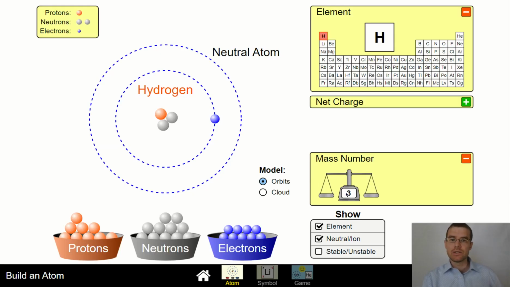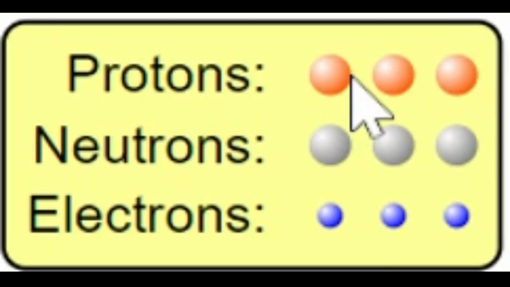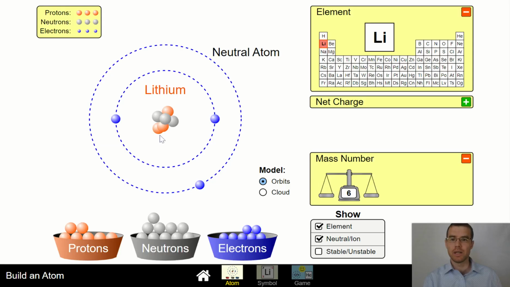When we refer to isotopes, we just use the mass number to refer to that specific isotope. So hydrogen 3 means that the hydrogen has a mass of 3, hydrogen 2 has a mass of 2, and hydrogen 1 has a mass of 1. Now I have lithium, and you can see that it's lithium because if you look at the protons, there are 3. Having 3 protons means that you have lithium. And because there are also 3 neutrons, we call this lithium 6.